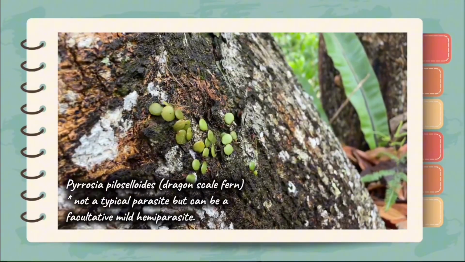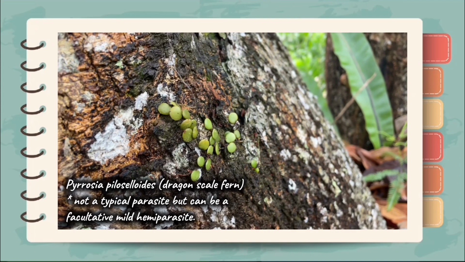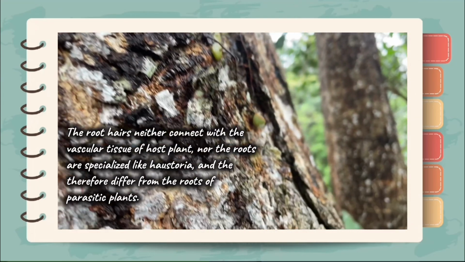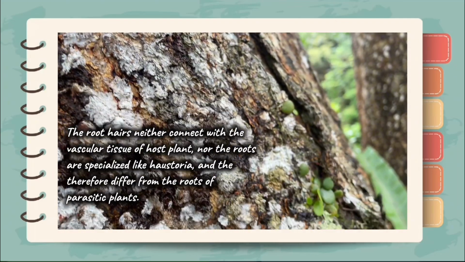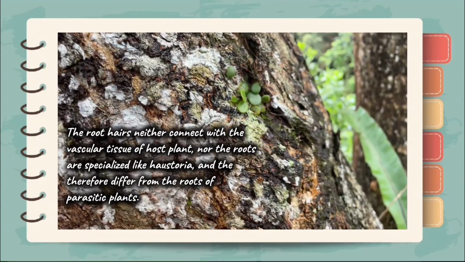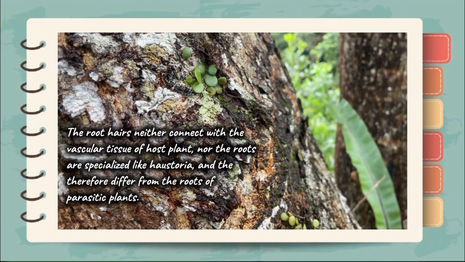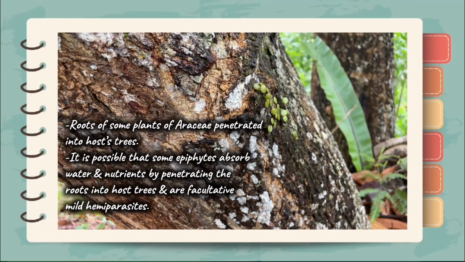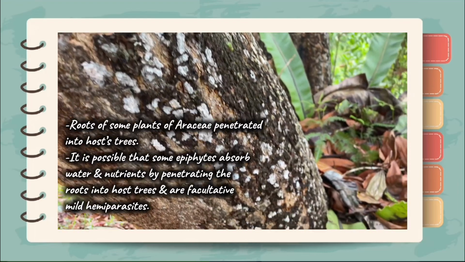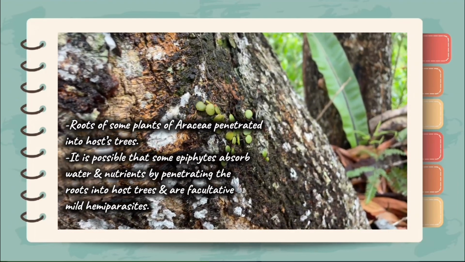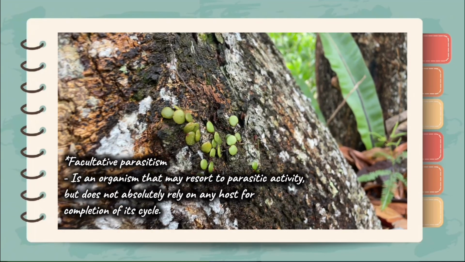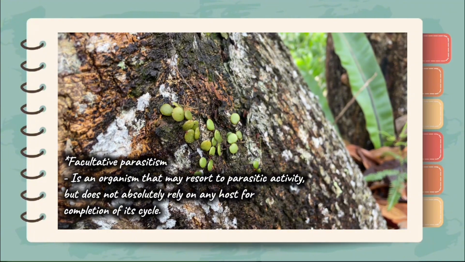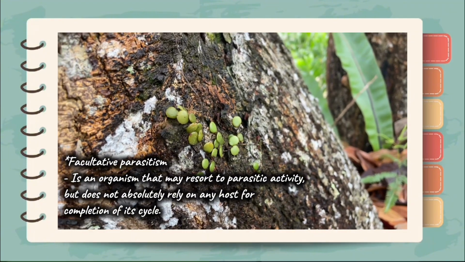Rosea pilosolites, which is a dreaded scale fern, is not a typical parasite but can be a facultative hemiparasite. This is because the root hairs need to connect to the vascular tissues of the host plant. The roots are specialized like haustoria, and therefore differ from the roots of parasitic plants. Roots of some plants of Arachia penetrate into host trees. It is possible that some epiphytes absorb water and nutrients by penetrating the roots into host trees and are facultative hemiparasites. Facultative parasitism: a facultative parasite is an organism that may resort to parasitic activity but does not absolutely rely on any host for completion of its cycle.